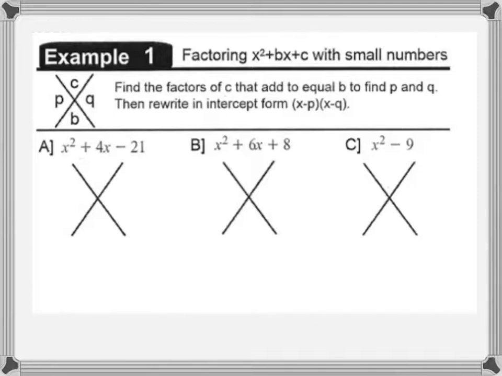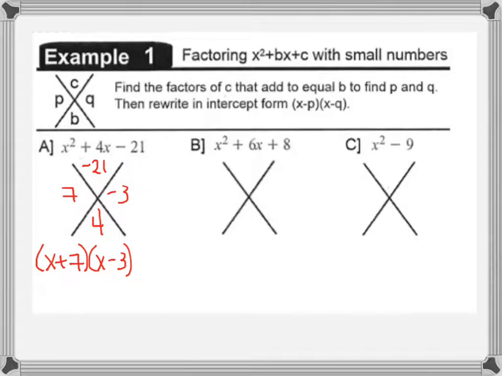So in my first example, my c term is negative 21, so that goes at the top of my x. My b term is 4, that goes at the bottom. And I need two numbers that multiply to negative 21 but add to 4. Those would be 7 and negative 3. 7 times negative 3 is negative 21. 7 plus negative 3 is 4. So my factors will be x plus 7 and x minus 3. I just take the 7 and negative 3 and put it in my parentheses with my x.